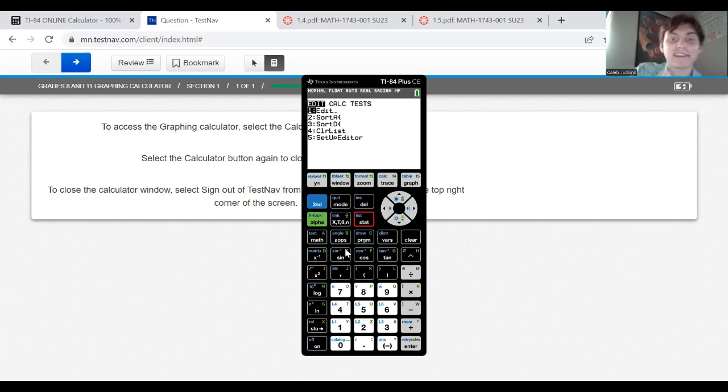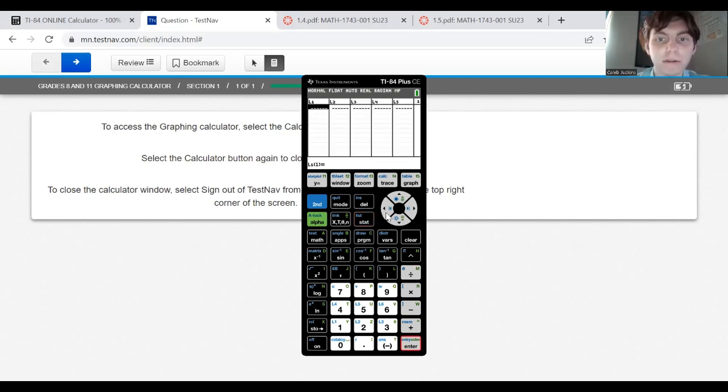In order to access our list, we press the stat button right there. And then here we see a few options, and one of them is edit. We want to edit the list that is currently stored. So we press enter there. Sorry, I'm trying to be on L1 and I pressed too many buttons. Okay, so in our first column right here, that is L1, we want to make our X values.